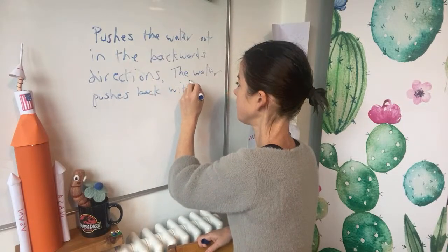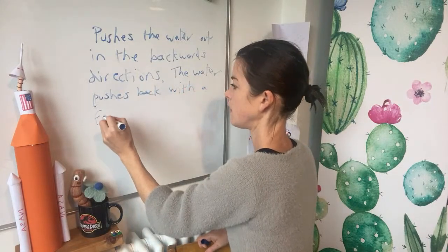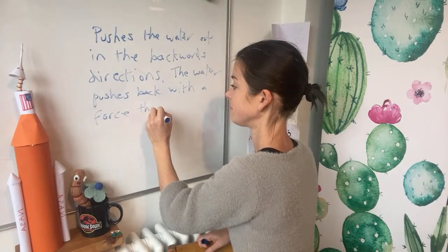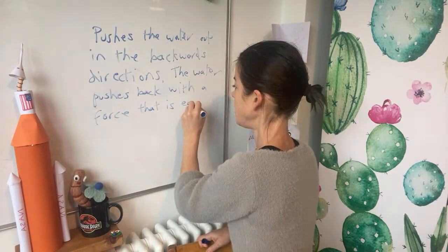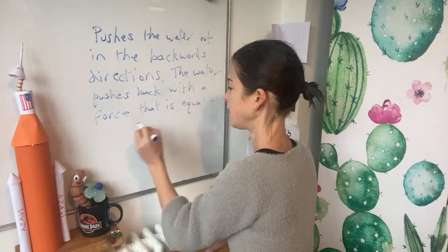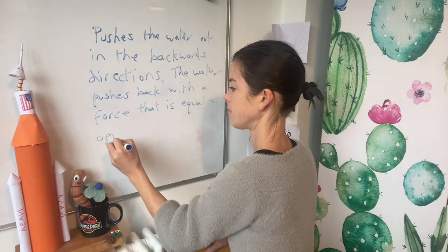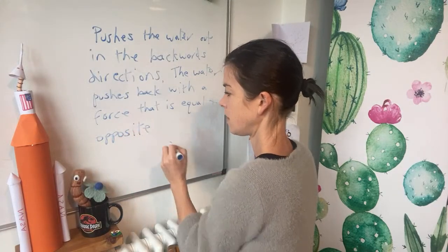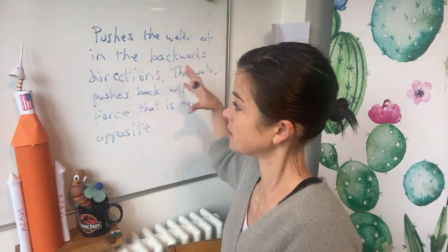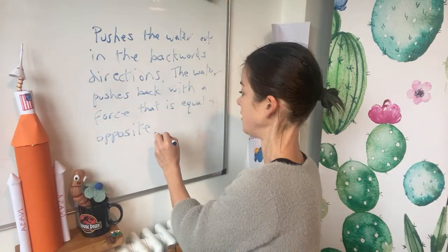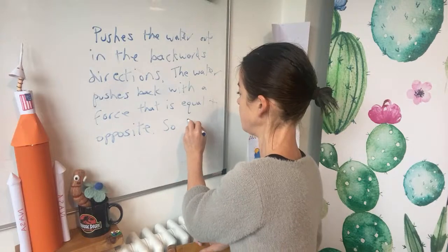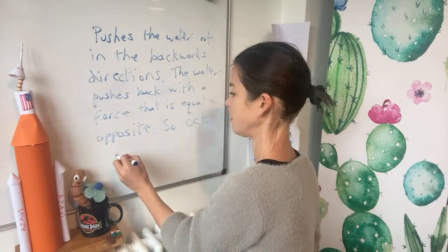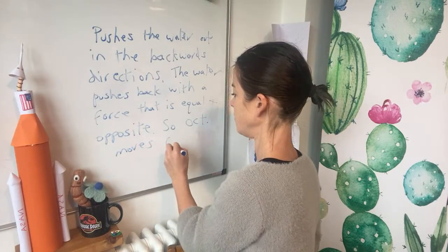With a force that is equal and opposite. And it's opposite. So if it's pushed the water out backwards, if the force is opposite, I'll put so octopus moves forward. I'll just put "octopus moves forward."